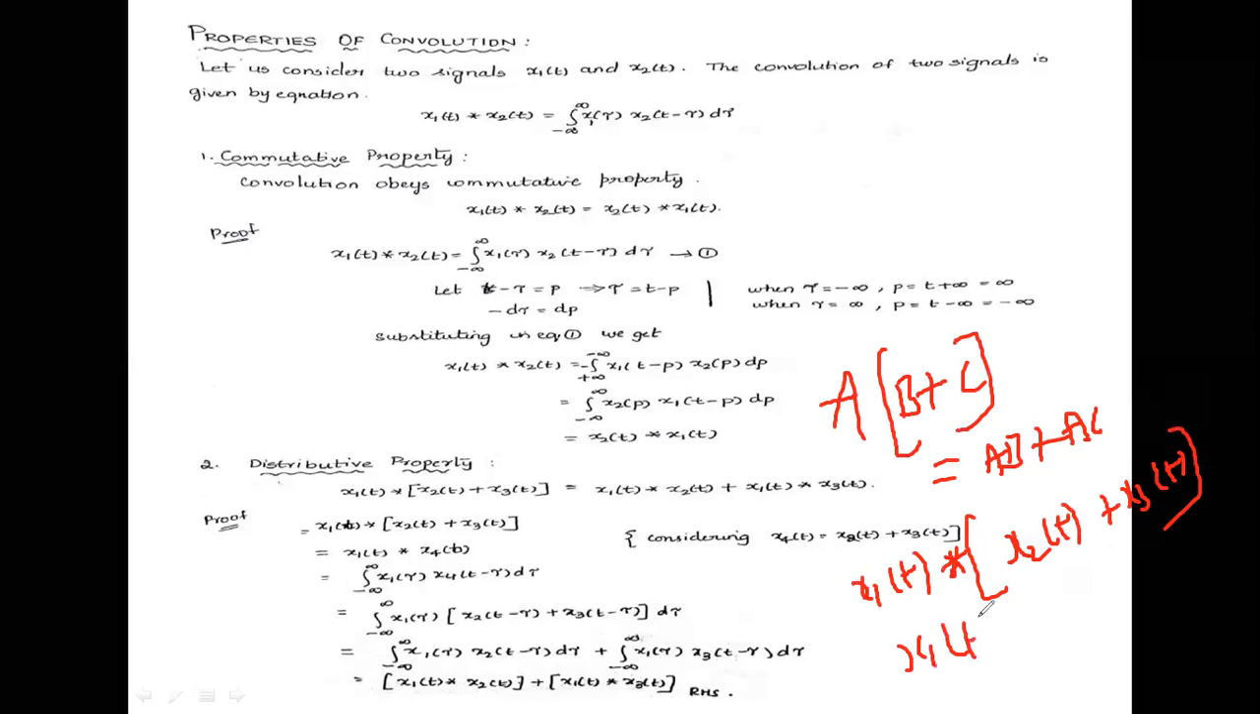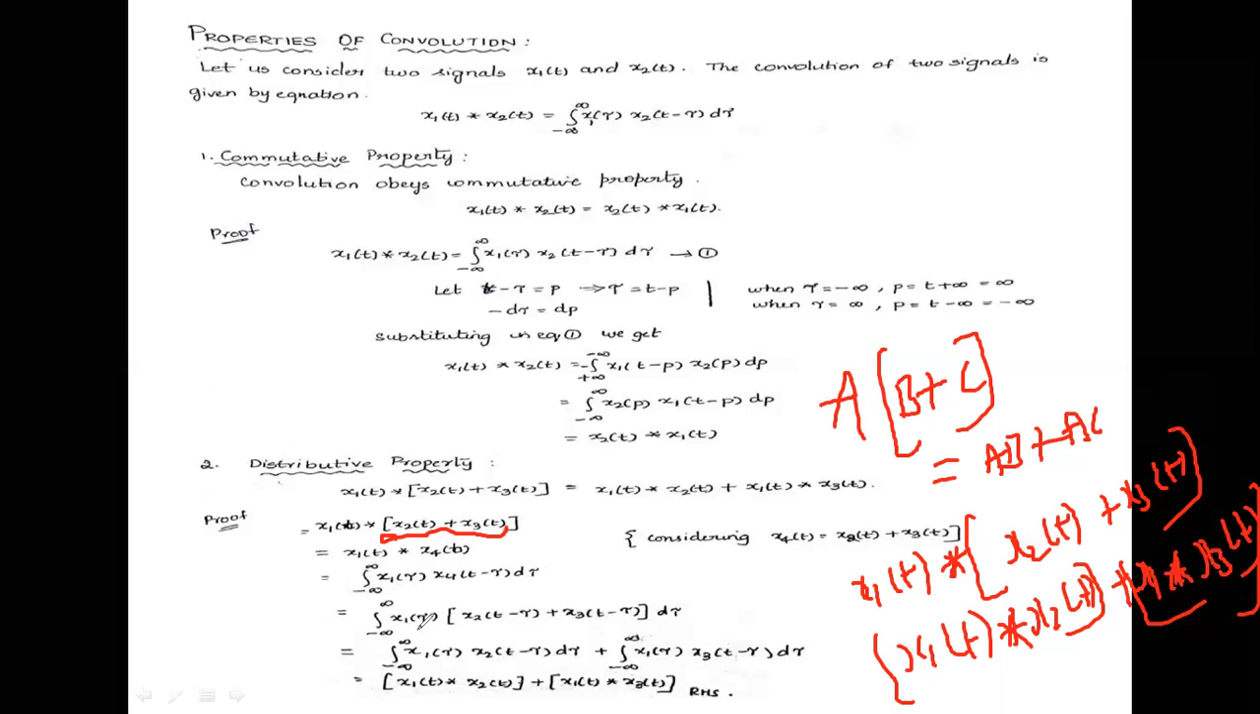So x1 of t with the convolution of x2 of t as one function, plus x1 of t with the convolution of x3 of t. So integral minus infinity to infinity x1 of tau x4 of tau. Since I am taking this x4, already inside there is x1, x2 and x3. So this term only I am taking x4 of tau. So x1 of tau, x4 of t minus tau d tau.